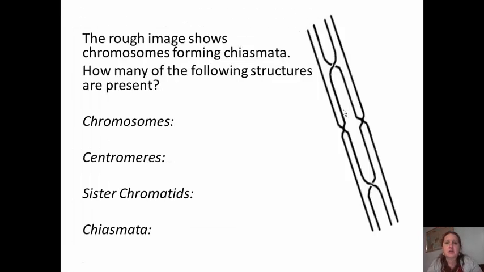All right, so this image has caused much strife to students in the past. This image, or something similar, has appeared on exams before, and hint, hint, you may see it in your future as well. So this is a rough image of chromosomes forming chiasmata, not a chiasmata. And you need to look and see how many structures you can see: how many chromosomes, how many centromeres, how many sister chromatids, and how many chiasmata. So I'll give you a second to see what you think you can find, and then I'll show you how to decipher this image.